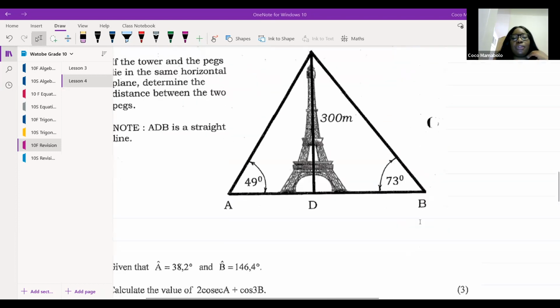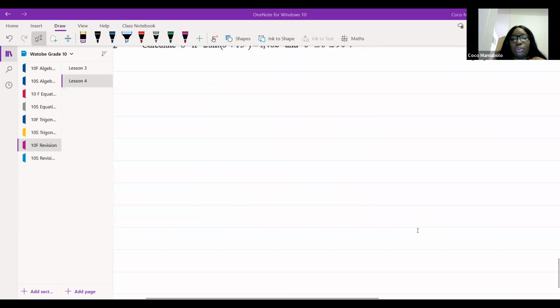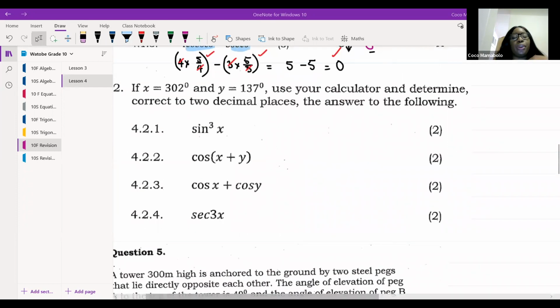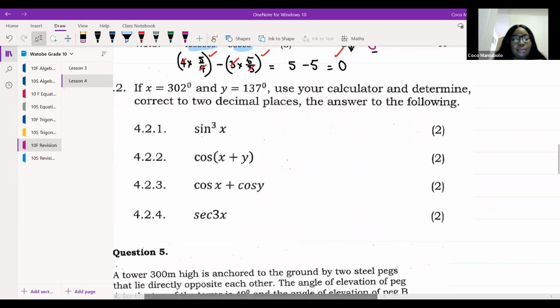I want us to have a look at this question over here. This is 4.2. It says, if x is 302 degrees and y is 137 degrees, use your calculator. So I'm hoping everybody's got a calculator.